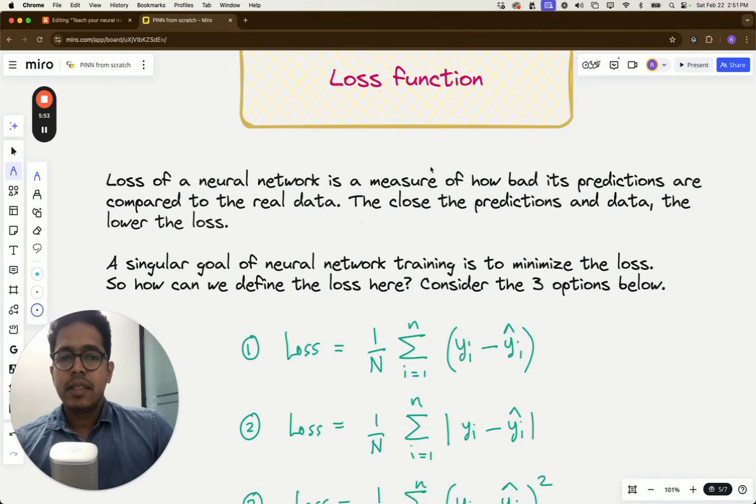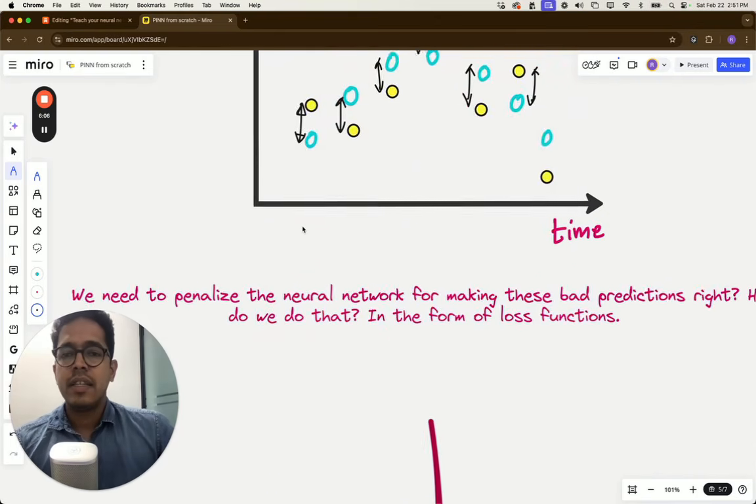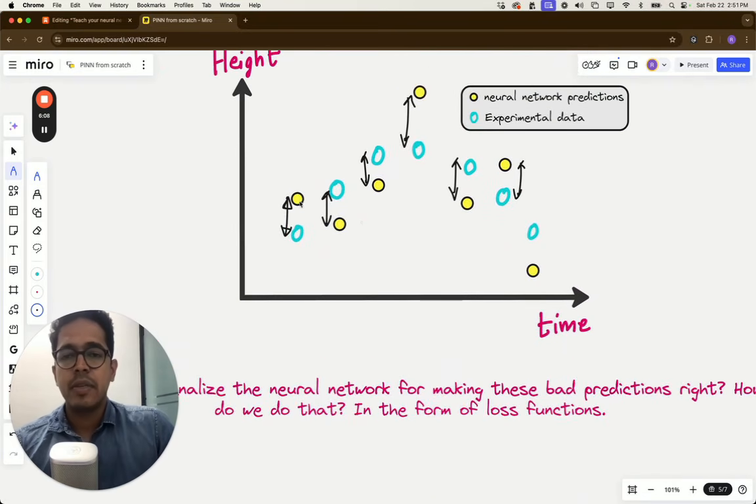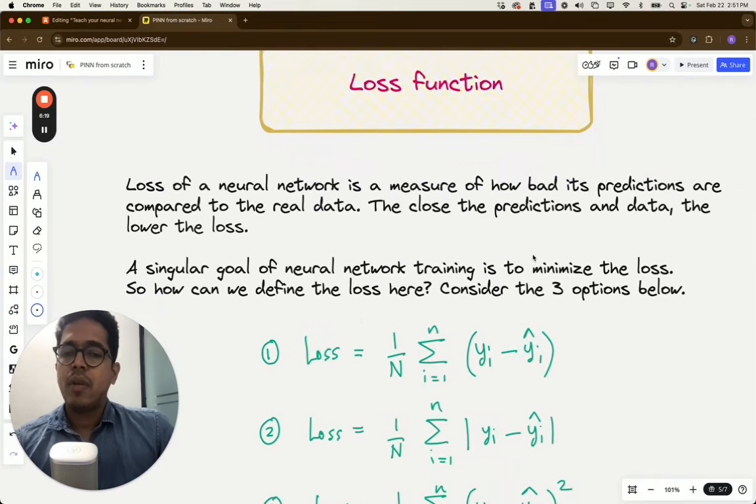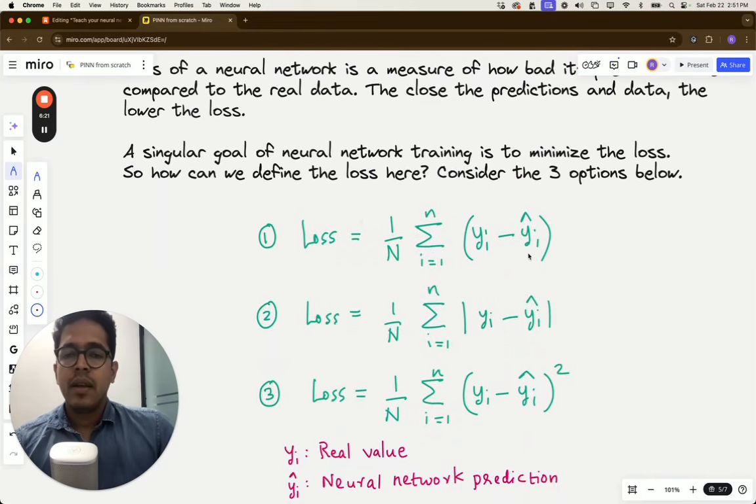A loss function is simply a measure of how bad the predictions are of a neural network or any ML model compared to the real data. And how is the badness quantified here? By looking at the gap between the predicted data and the real data, right? And here there are 7 data points for which this error is happening. There is an error in the prediction. So how can we quantify the net loss? There are 3 options which we can think of.